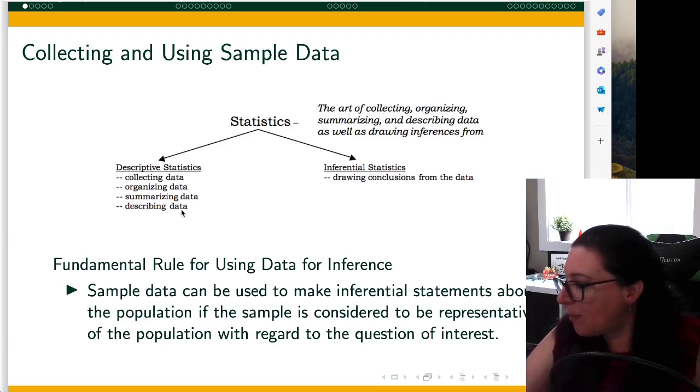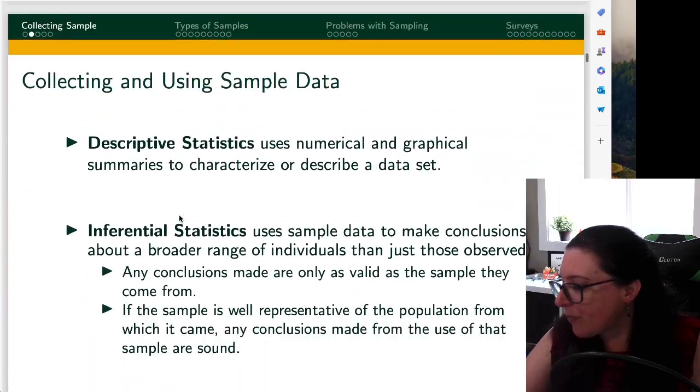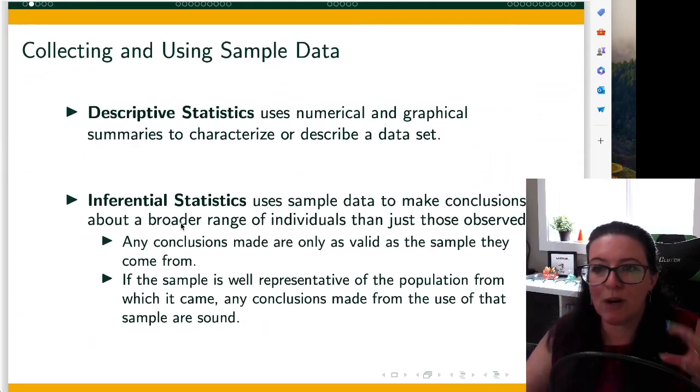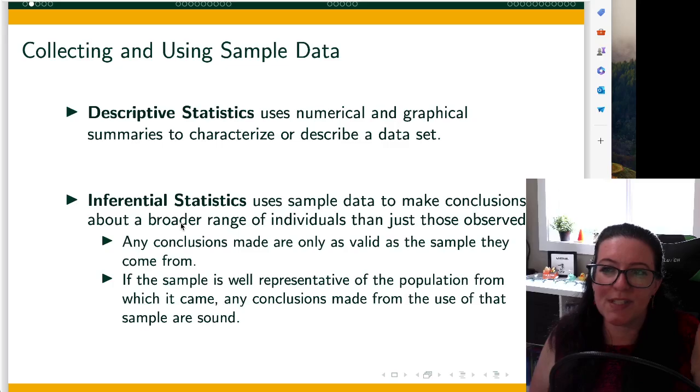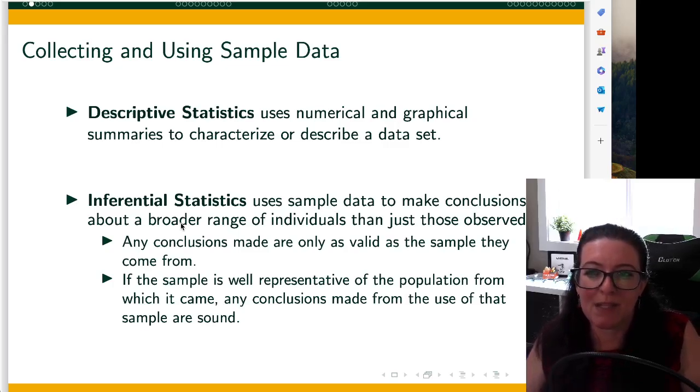Now, when we talk about descriptive statistics, right, we are summarizing the data. Inferential statistics is those statements about the greater population. And they're only going to be valid statements if our sample is representative of the population.